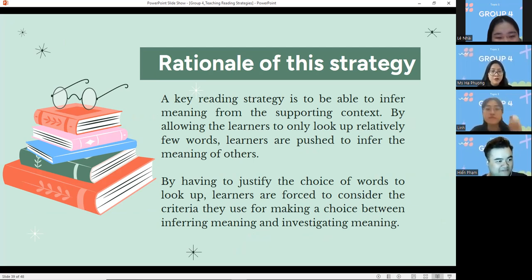the meaning of others, so they have to infer their meanings and compare their answers with others. By having to justify their choice of words to look up, learners are forced to consider the criteria they use for making a choice between inferring meaning and investigating meaning.